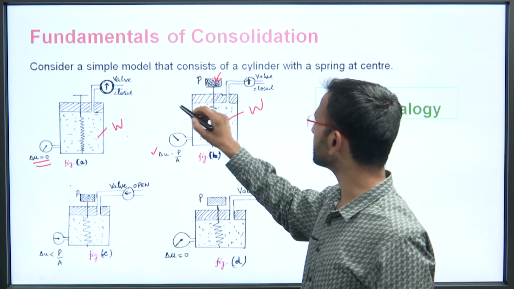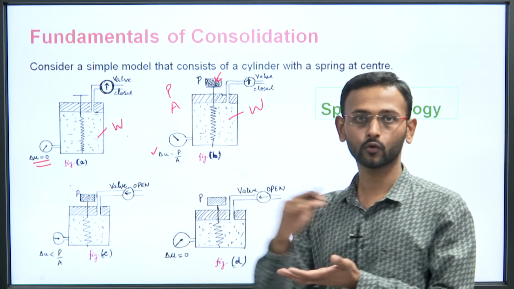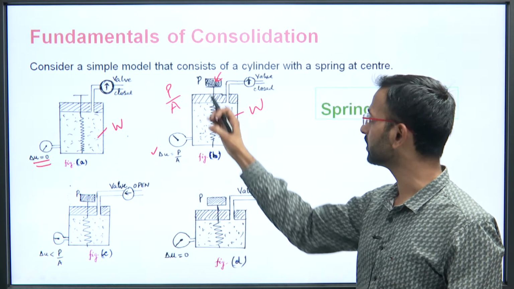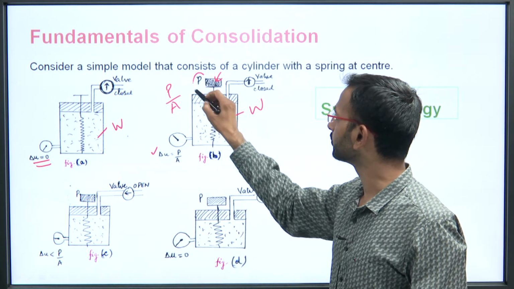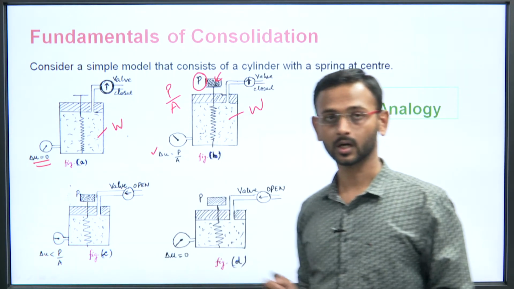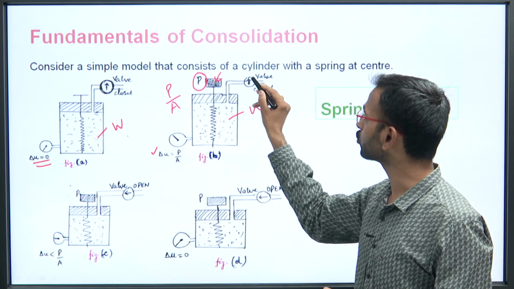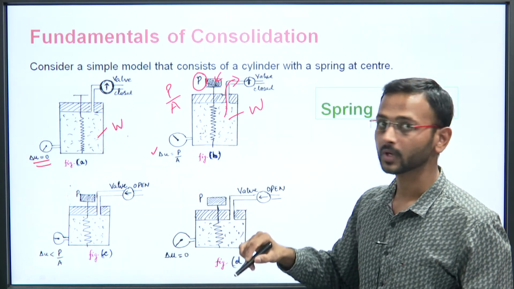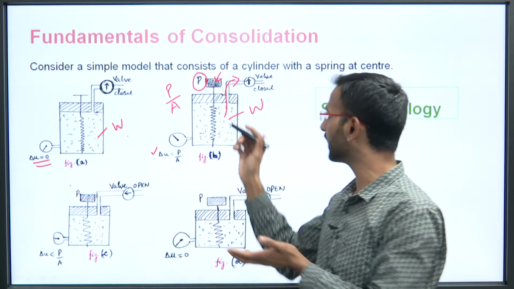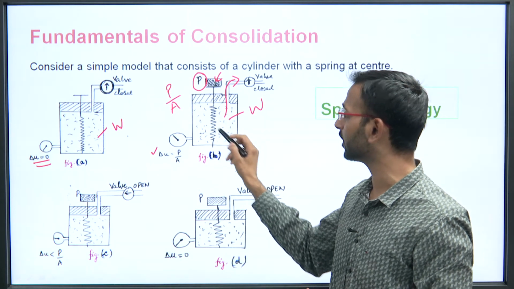Now what is P? P is the load that is being applied, and A is the cross sectional area over which the P is being applied. So this P by A is the stress that has been induced by this load P. Now still the valve is closed, so the water cannot move out. As the water cannot move out, the water will try to take up the entire load, that is this P, and it will prevent the soil, this spring, from taking up any load.